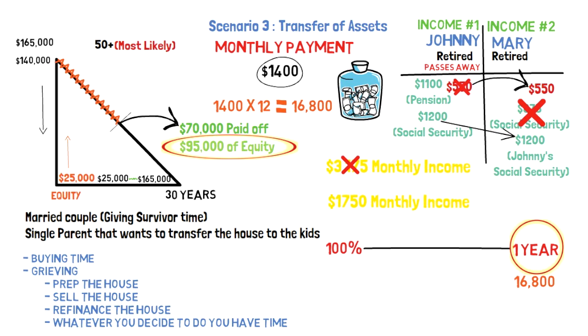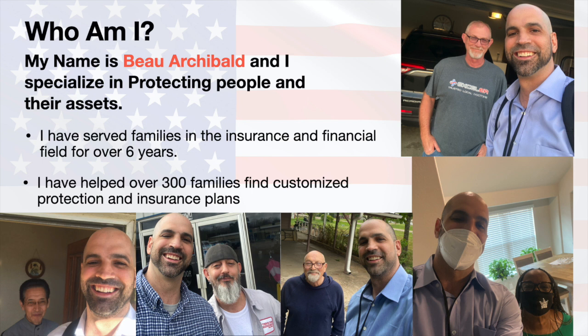Remember, the bank doesn't need the remaining balance, and in this scenario, that's $70,000. The bank just needs to continue to get the $1,400 until you figure out what you want to do with the house.